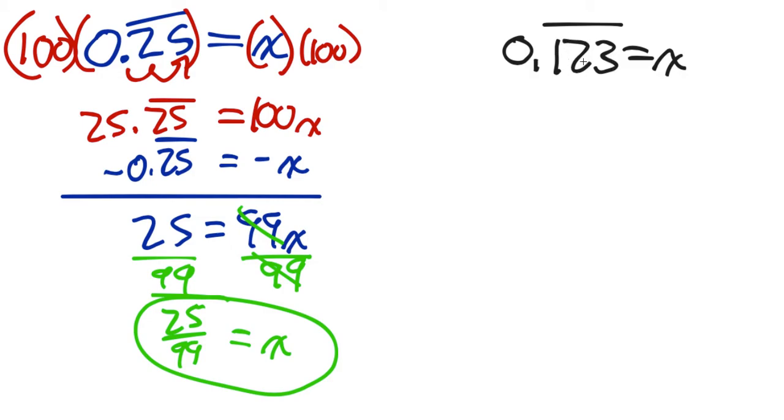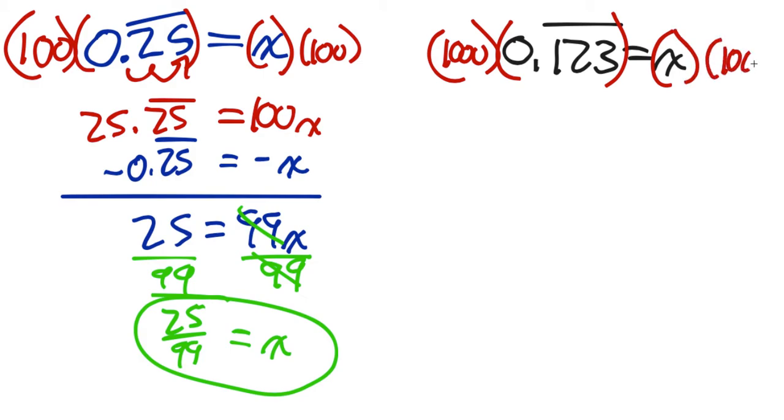0.123 repeating. I have 3 decimal places repeating. Means I've got to multiply by 1,000 on both sides. Both sides, why? Because it's an equation. Whatever I do to one side, I've got to do to the other. Got to be fair here. So I do that, and I'm going to get 123.123 repeating on the left-hand side. The right-hand side, 1,000 times x. Okay, cool. That's not too bad.